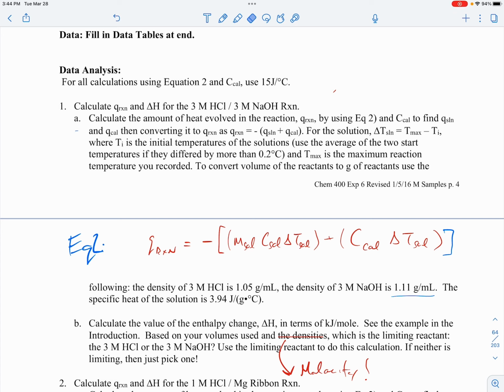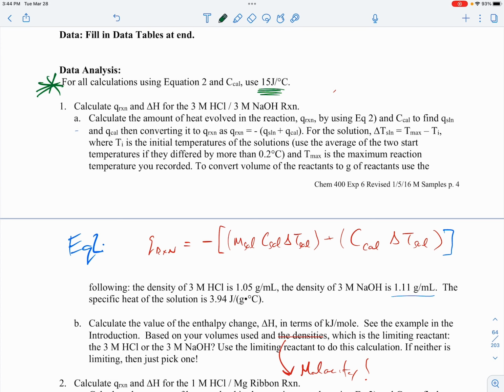Mostly, I think it'll just be helpful to talk about a few things that sometimes people forget to do with this lab, and that'll just make the process easier as you try to do things. Okay, so first and foremost, for all of these calculations, you're going to use equation 2, which I have written out here, and the C of the calorimeter. It's that 15. It's that experimentally determined number.